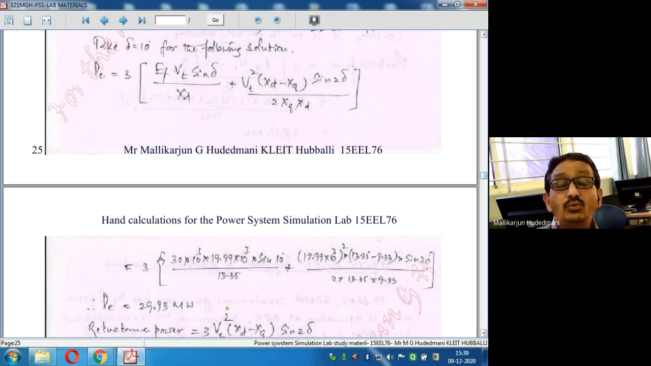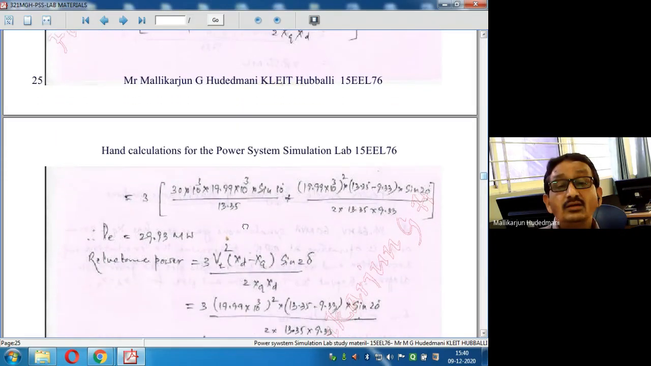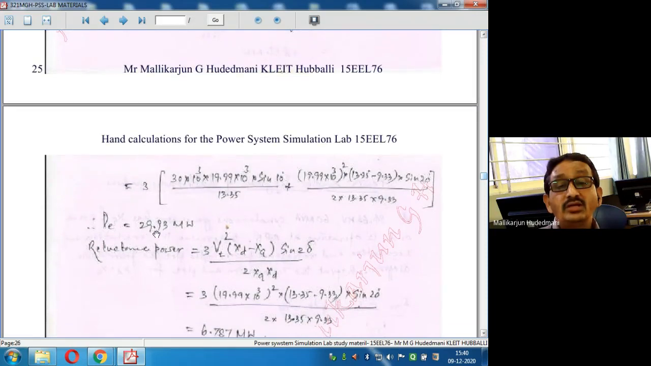bus. The first term refers to the active power, the second term refers to the reluctance power. Therefore, I can summarize over here: total power transferred is 29.93 megawatt at the angle delta equal to 10. Then if I want to separate the first term, second term like that, I can do it.